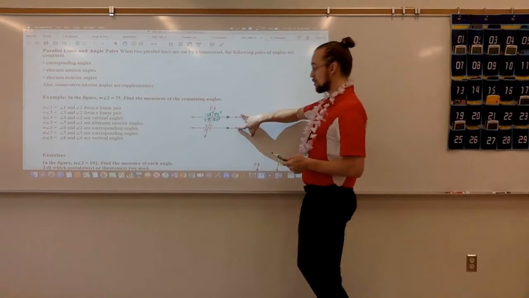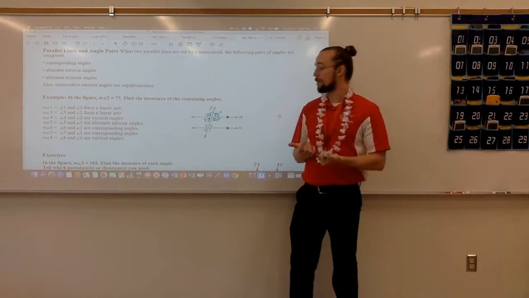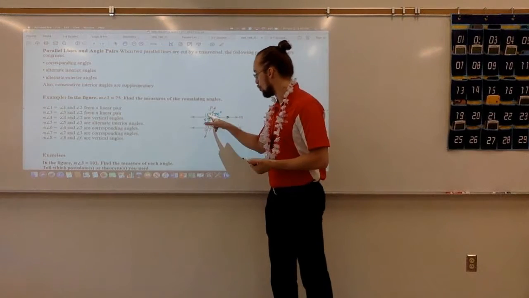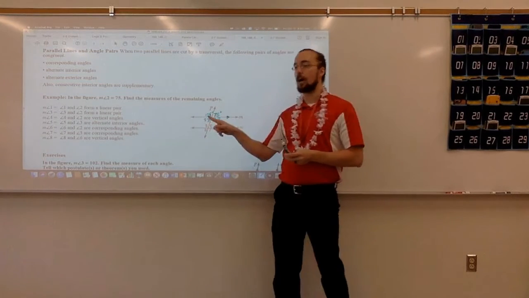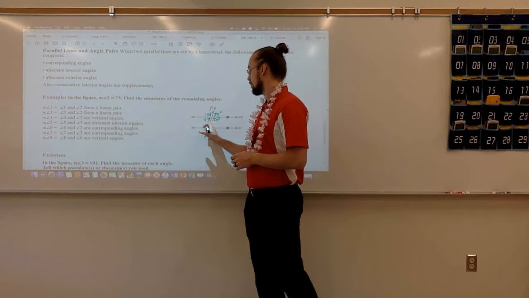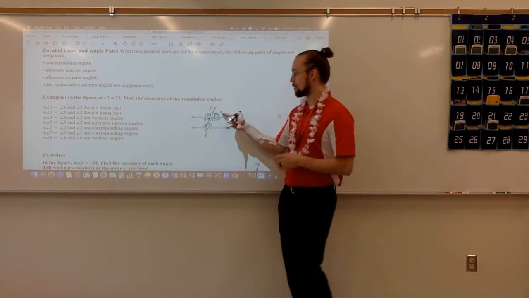So now, since we know these lines are parallel, I can jump down here. We said, well, corresponding angles would have to be the same, right? So if angle 1 is 105, what's angle 5? 105, right? Corresponding angles are the same. Then we could use that same logic all the way around.